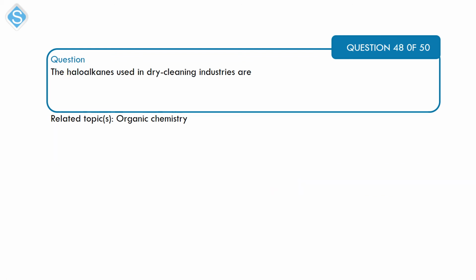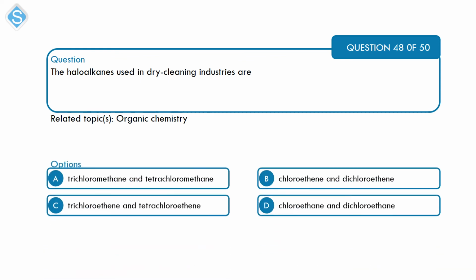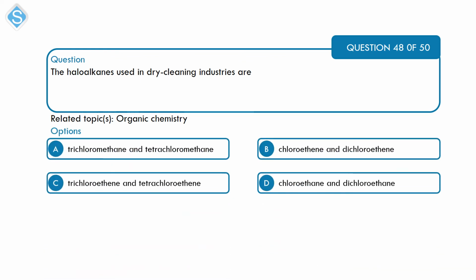The alkanes used in dry cleaning industries are A, trichloromethane and tetrachloromethane, B, chloroethane and dichloroethane, C, trichloroethane and tetrachloroethane, and D, chloroethane and dichloroethane.